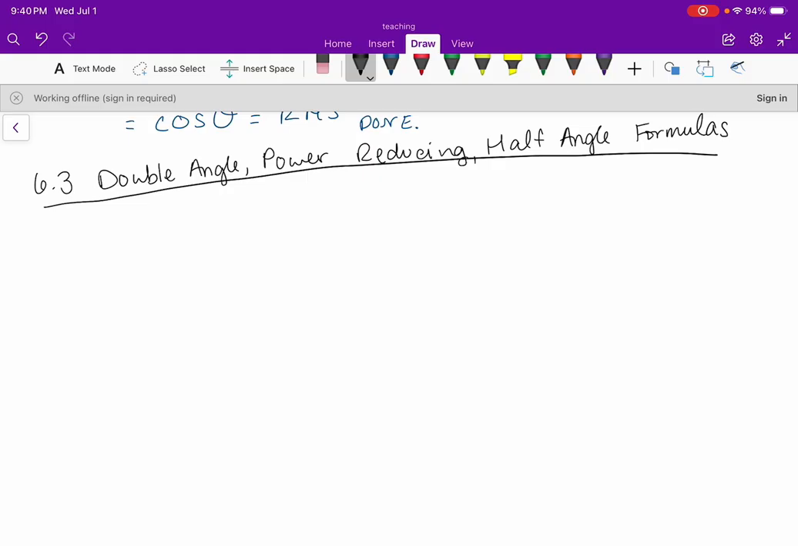Your book goes in the order of first they do double angle and then power reducing and then they do half angle. So the homework kind of goes in that order as well. Just out of my personal preference, I'm going to do the half angle ones first. So first I'll just introduce these to you. So these are the half angle formulas or identities.